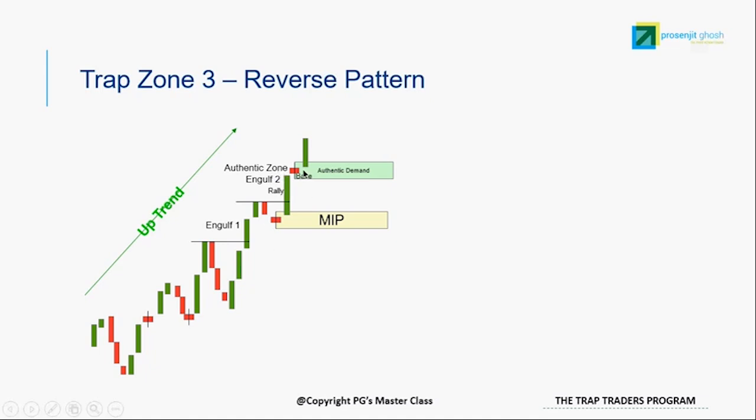The authentic demand may be a break limit zone or may not be a break limit zone. Okay, may be a MIP, may not be a MIP. Okay, now what happens here? Price moves up by creating an authentic zone in an uptrend. In an uptrend, price suddenly creates an authentic zone. Then price creates a rally, base, and a drop. Right? Price creates a rally, base, and a drop.